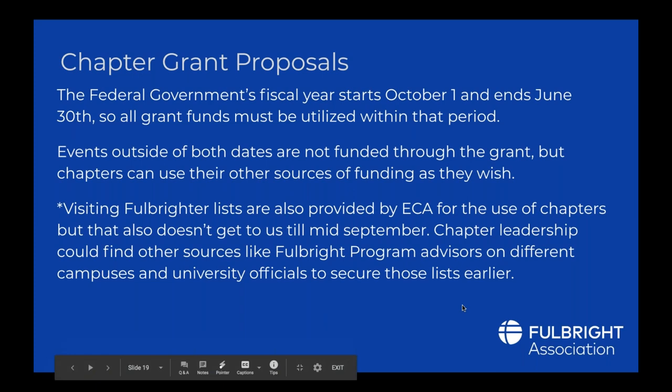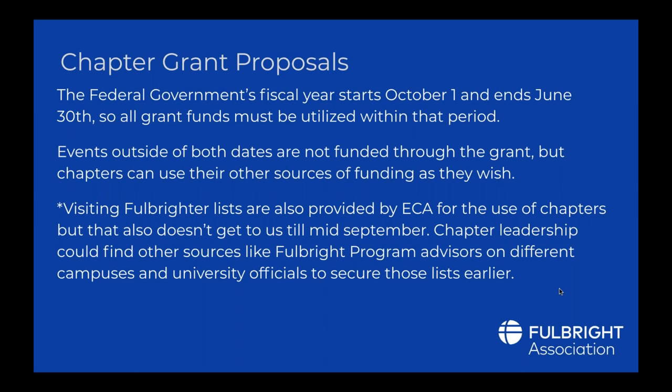Visiting Fulbright list, I'm getting a lot of questions about this. I just want you all to know we get them one time from ECA, very late, sometimes late September, and we turn around and quickly divide them by chapters and send them on to you guys. They do not provide any updates on those lists later in the year. They do not keep renewing those lists with us. So the one time we send it to the designated official of the chapter who has signed a list usage guide. The person who's the communication director on the chapter needs those lists. All board members do not need to be independently emailing visiting Fulbrighters and members, but you should have a designated person. And that's the best practice on this.